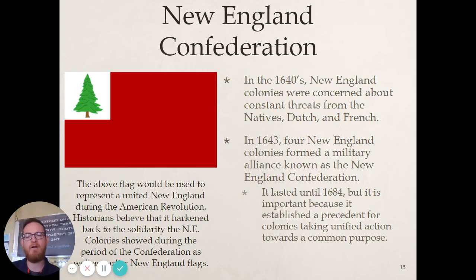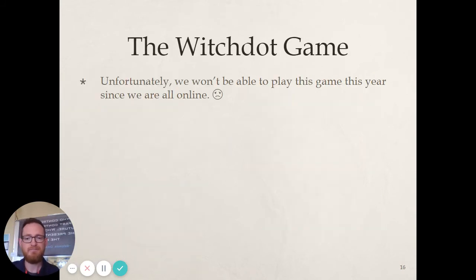The flag right here, this would be used to represent a united New England during the American Revolution. And a lot of historians believe that it harkened back to the solidarity that the New England colonies had during this New England Confederation. And you're going to see a lot of the New England-based flags have the pine tree on it, which are very, very prevalent up there. And that is, again, seen as another symbol of the New England colonies working together.